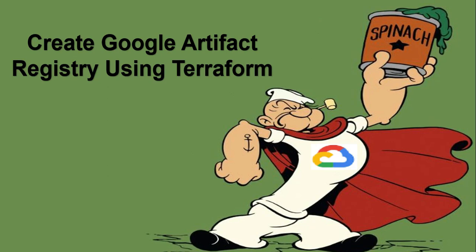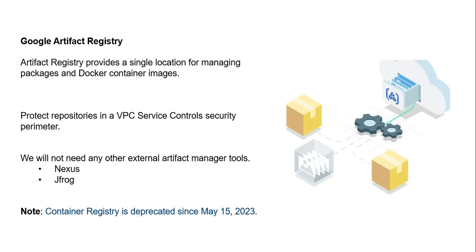Today I'm going to talk about creating the Google Artifact Registry using Terraform. What is a Google Artifact Registry? We used to store the Docker image on Container Registry on the GCP platform, but however it is deprecated now. We should store the Docker image on Artifact Registry, which is a centralized location for storing and managing the build artifact such as a Docker image, Python package, npm package, and more.